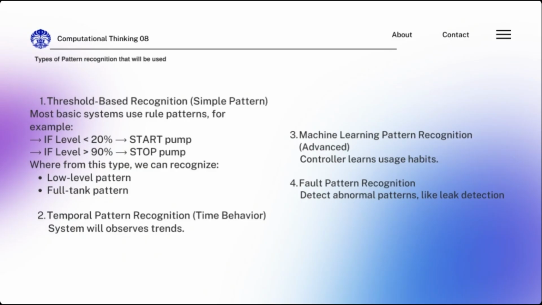And then the third one, we have machine learning pattern recognition, or the advanced one, where we will use it as a control, where the controller learns usage habits.